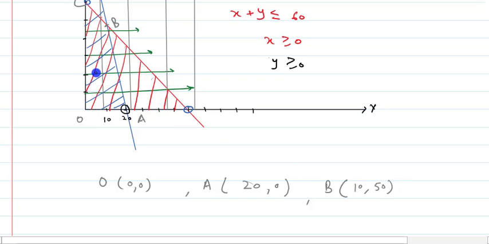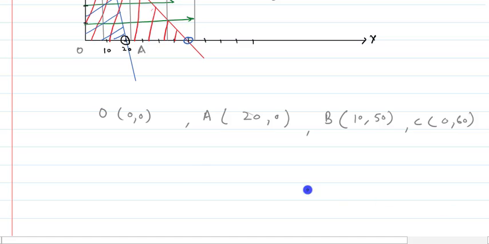We are taking approximately over here because you will get the exact points when you draw this graph on graph paper. Always use graph paper to draw the graph in the exam or even when you are practicing the questions, because it will give you the exact location of the point. And the point C is clearly 0 and 60. So these are the points at which we need to calculate Z, meaning the optimization function.